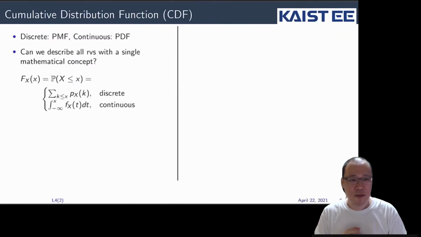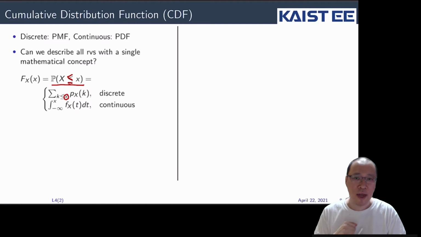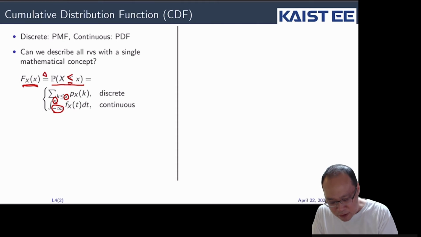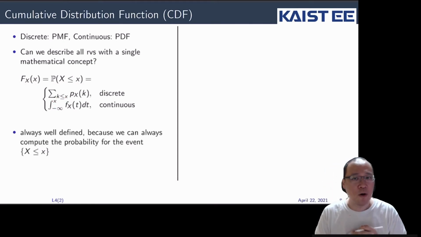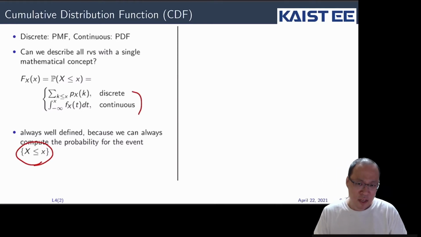That motivates us to define another function, which is the probability that X is less than or equal to x. That means that for a discrete case, we take a summation over all k such that k is less than or equal to x. For the continuous case, we take an integral from minus infinity to x. And that is typically denoted by the capital F_X(x). So we have defined a new function, F_X. This F_X is always well defined for the discrete case and the continuous case, because we can always compute the probability of this event, whether it is discrete, continuous, or even a mixed case.